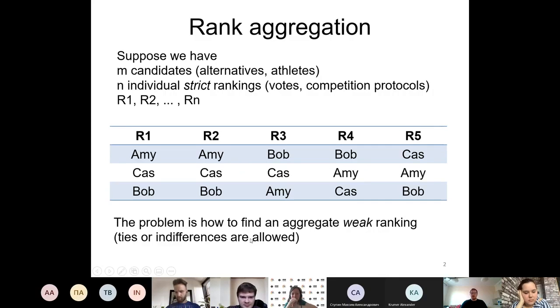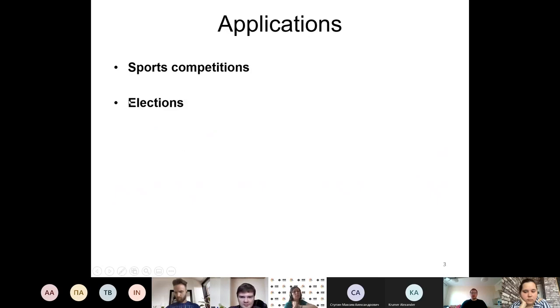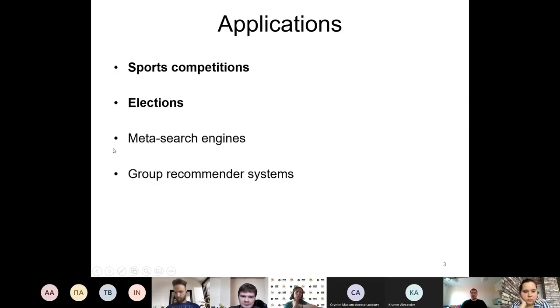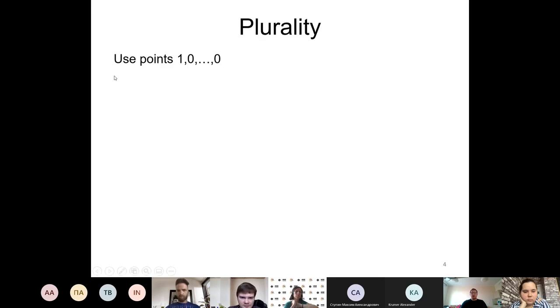So ties or indifference are allowed. As input, we have only strict rankings, but as output, we have weak rankings. Applications: I will talk about sports competitions and maybe some words about elections. Of course, this problem arises in meta search engines, group recommender systems, and genetics and computational biology. I will talk about scoring rules in this context. I want to remind you of the main rules and make our notations clear.